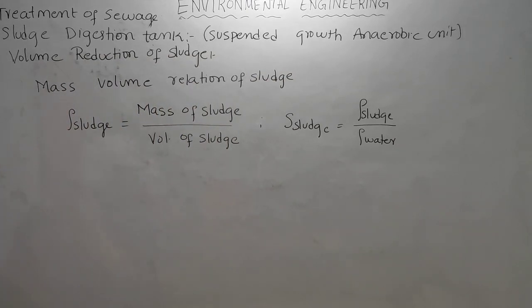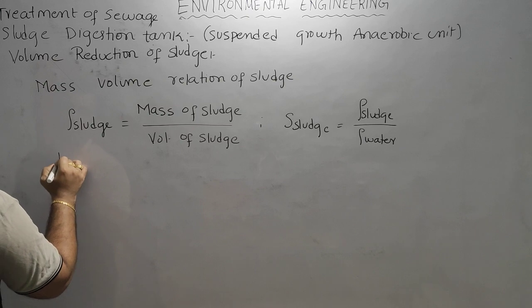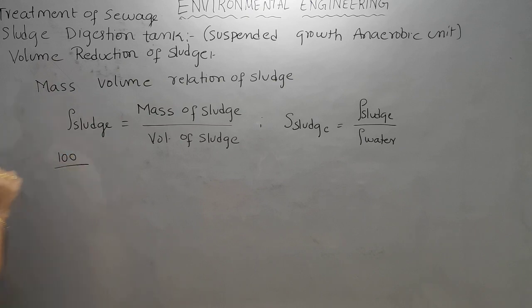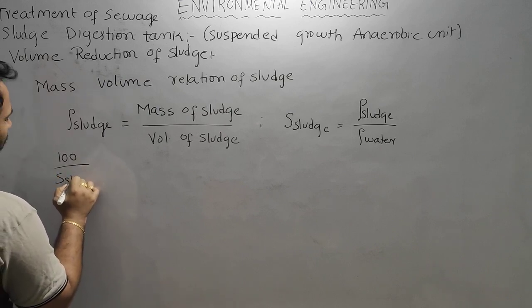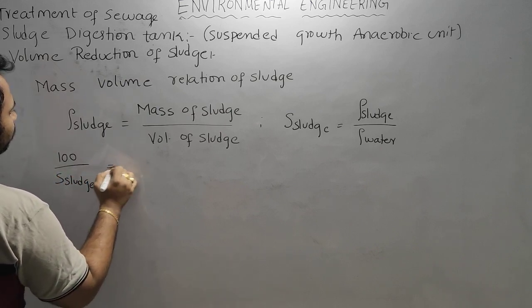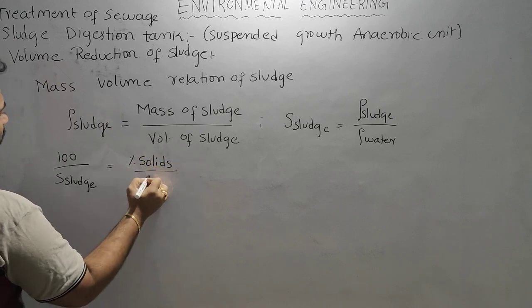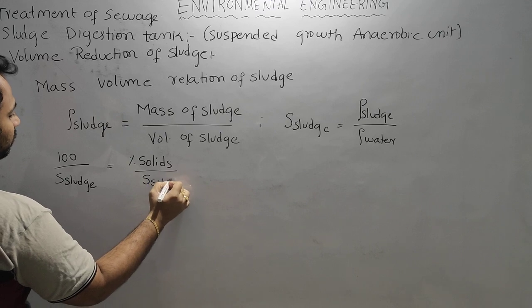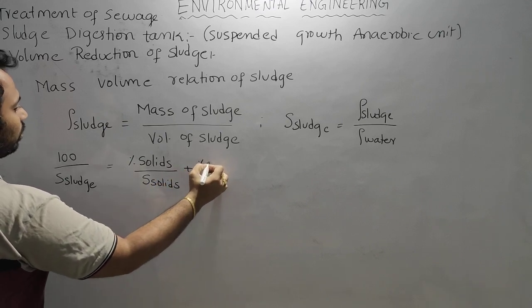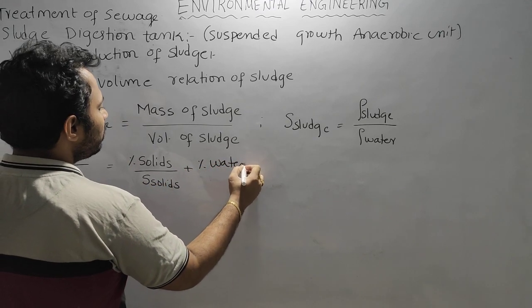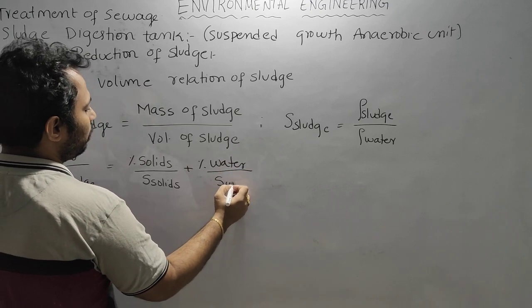So here for sludge, if you assume that it has only solids and water. Okay, so now solids and water. So 100 by specific gravity of the sludge is equal to percentage solids by specific gravity of solids plus percentage of water or moisture by specific gravity of water.